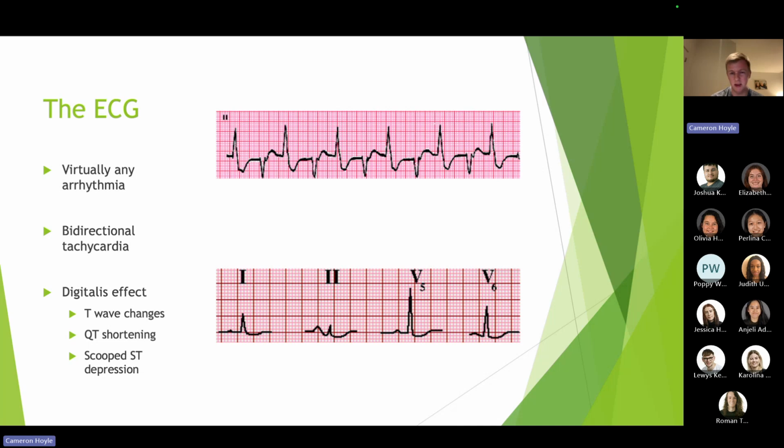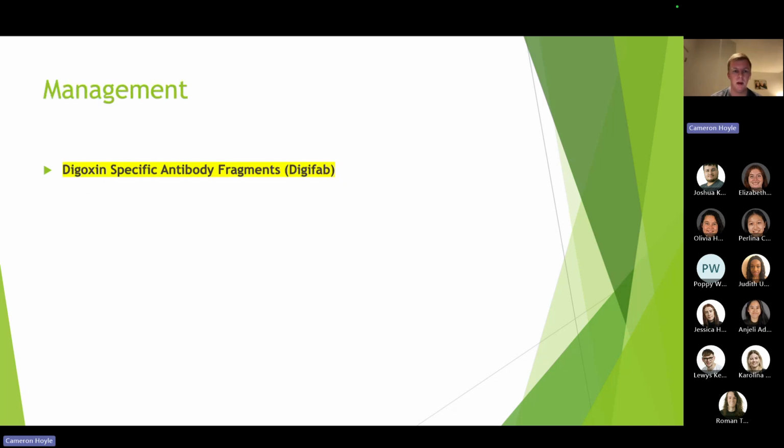The other classic association with digoxin is this bidirectional tachycardia, which you can see on the top of the screen. You can see that the R waves are going up, and then you get a deep Q wave. But again, not very common. I've never seen it. And management of digoxin toxicity is with Digifab, the specific antibody. I'm not going to bother going through the doses, but that's the key one for exams, your Digifab, your antibody.